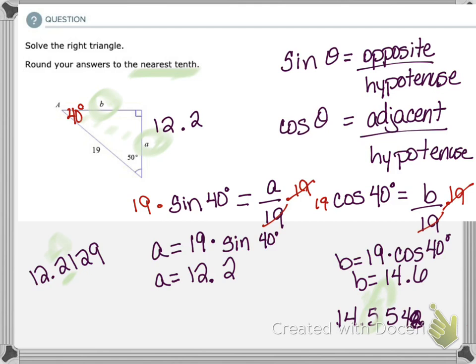Again, knowing how to use your calculator is super, super important. So don't hesitate to ask questions about that. And don't hesitate to use that Alex calculator so that you make sure you're doing it right. Okay, let me know if you have any other questions.